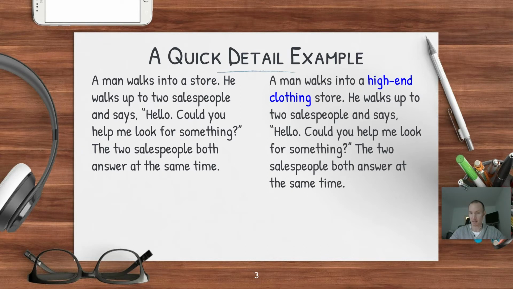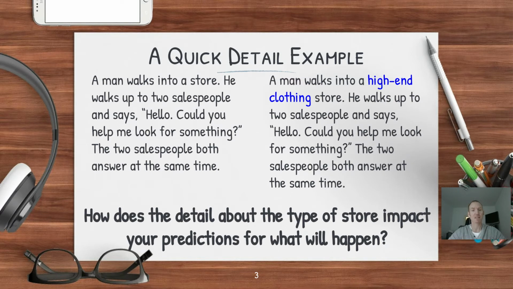Now, the second passage with a detail included. A man walks into a high-end clothing store. He walks up to two salespeople and says, "Hello, could you help me look for something?" The two salespeople both answer at the same time. How does the detail about the type of store impact your predictions for what will happen? We're going to come back to this idea.